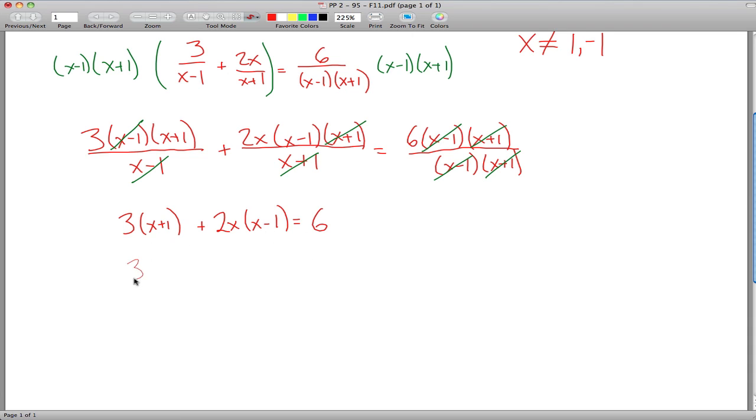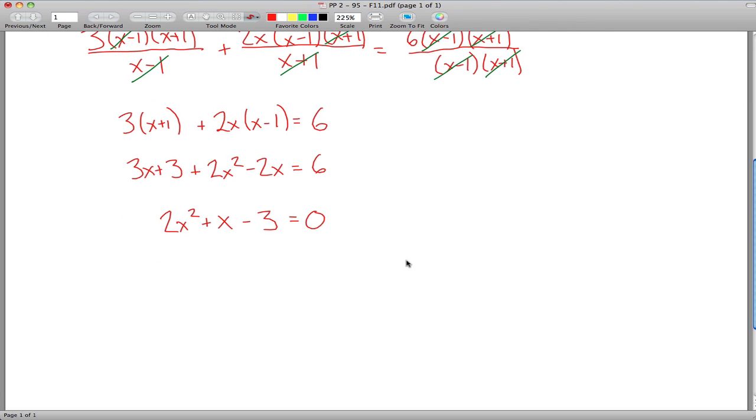We can distribute the 3 through to get 3x plus 3. And distribute the 2x through to get 2x squared minus 2x. And then if we start to combine like terms and bring everything to one side of the equation, we got 2x squared as our only term with an x squared in it. 3x minus 2x leaves 1x. Then we have plus 3 over here, but if we subtract 6 from both sides, we'll end up with minus 3 equals 0. And the reason you want to set it equal to 0 is because if we factor the left-hand side, then we'll be able to figure out the solutions.